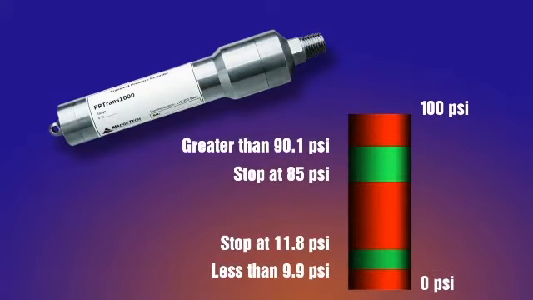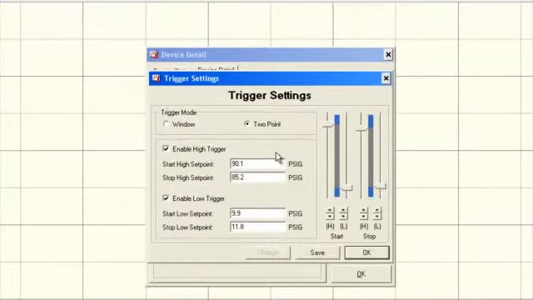We will also record data when the pressure level goes below 9.9 psi and will stop recording when it returns to normal at 11.8 psi. To do this, check the Enable High Trigger box, and then type 90.1 in the Start High Set Point box and 85 in the Stop High Set Point area. The number entered may change slightly due to the resolution of the logger.